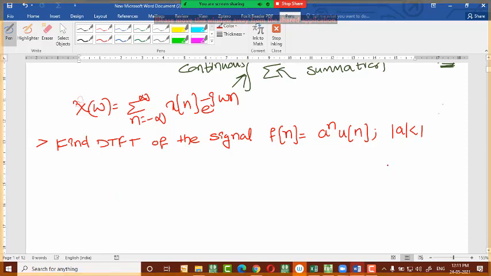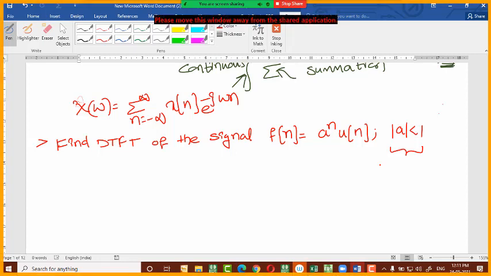Why here less than 1? What is the necessity of giving the less than 1 condition? If it is greater than 1, what will happen? If it is less than 1, what will happen? That clarity you should have. By this time, you should understand what is happening to the signal with some condition.